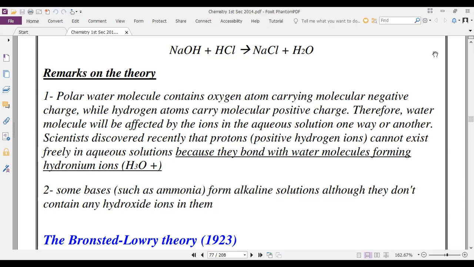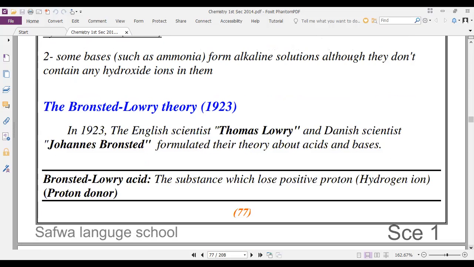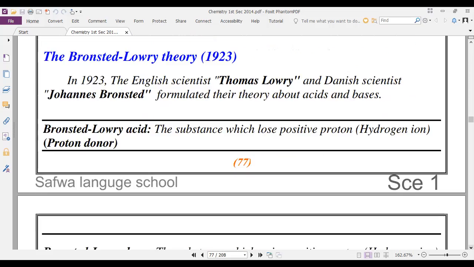H3O+. All right. Number two, some bases such as ammonia, as we said, form alkaline solutions. Also, they don't contain any hydroxide ions in them. So what about this theory? I think there is a shortcoming in some ideas of this theory. So now we are going to move to the second theory, which is called the Bronsted-Lowry theory.